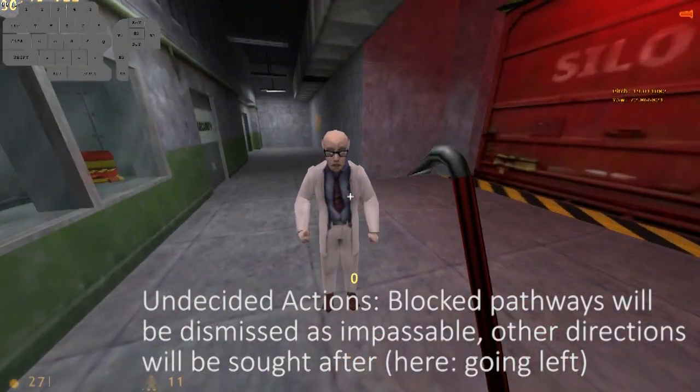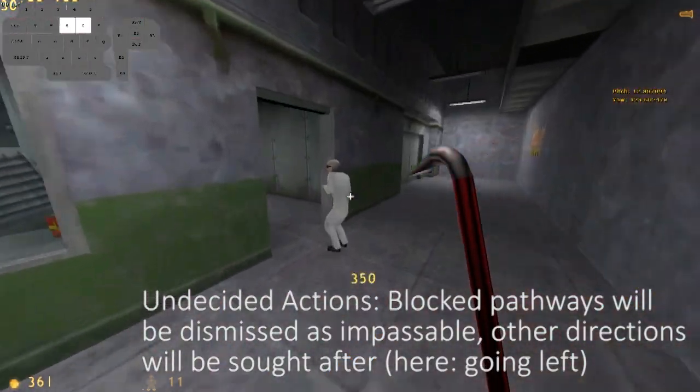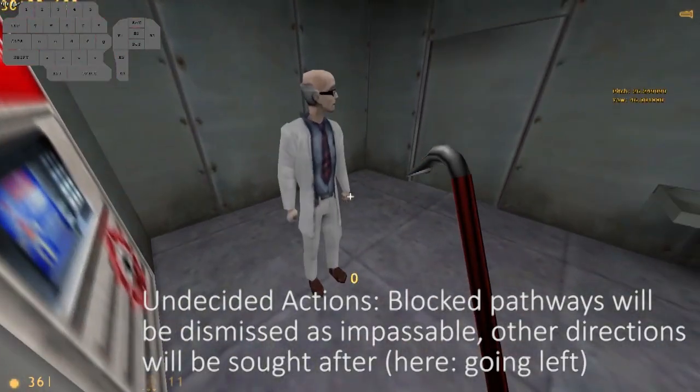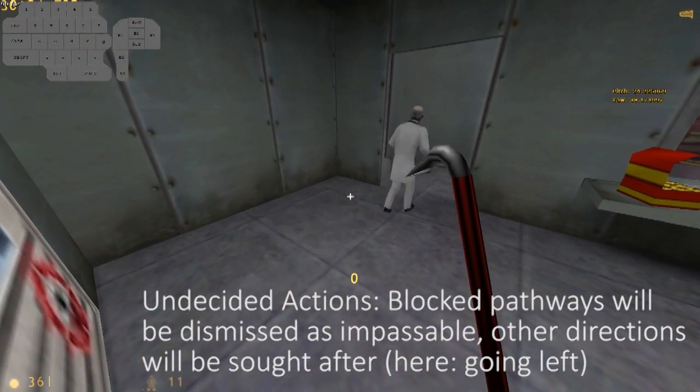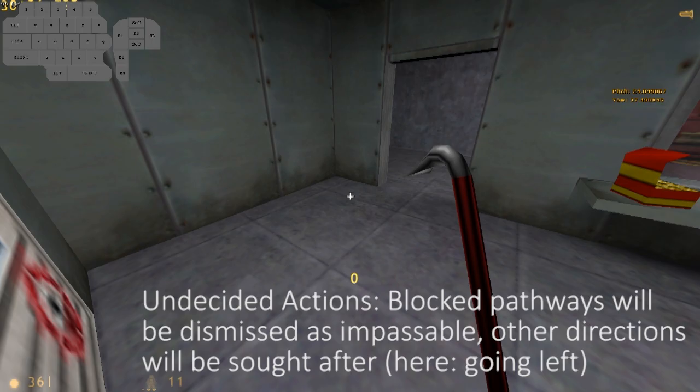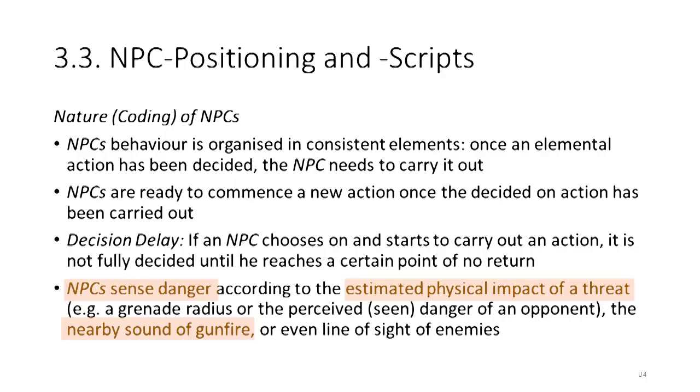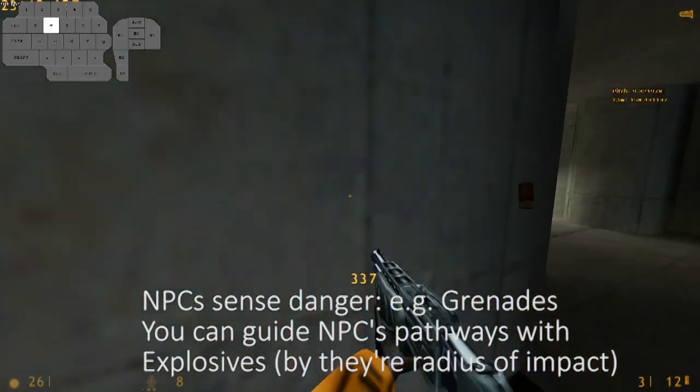As a result of his immediate blocking, the scientist furthermore will dismiss his first plan going down the hallway and will instead form a new decision to go to the elevator. As you have just seen, the NPC was made to decide on an action by hurting him.